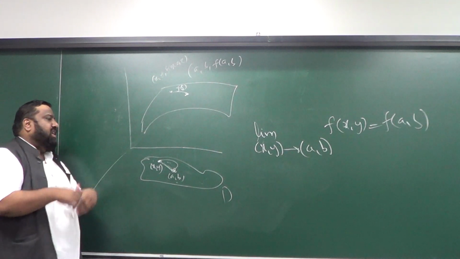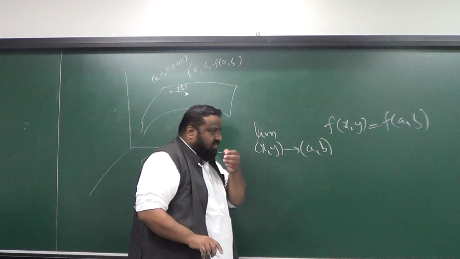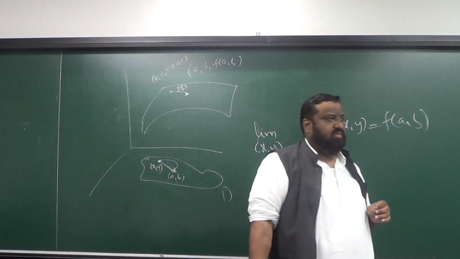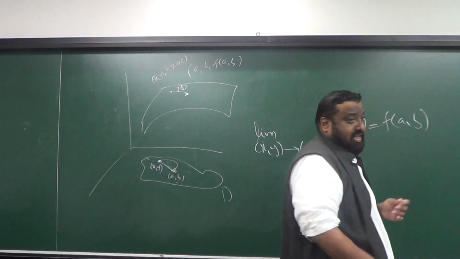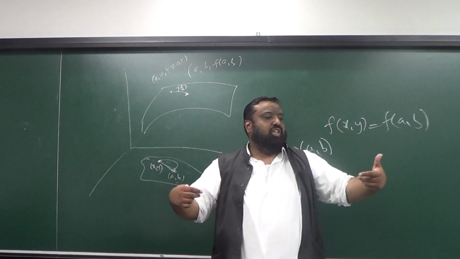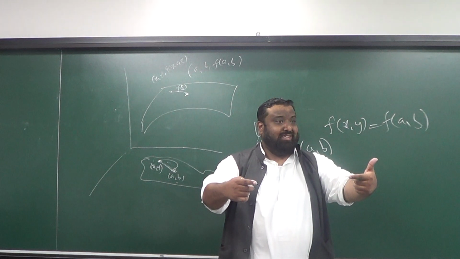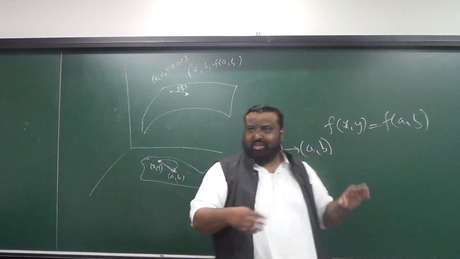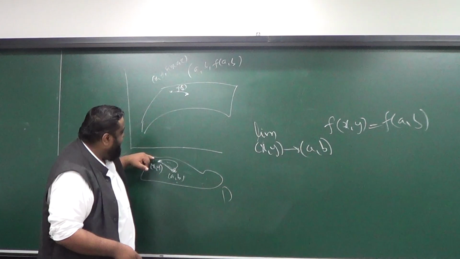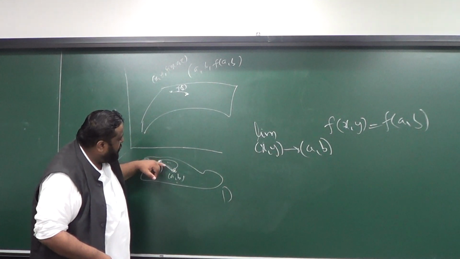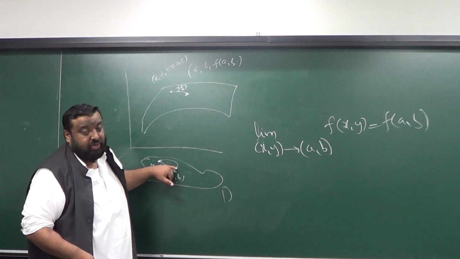In one dimension, when does the limit not exist? When right and left are not equal. In other words, you are taking two paths, but the two paths are giving you two different answers. So there are many ways from which I can reach this arbitrary point, this fixed point.